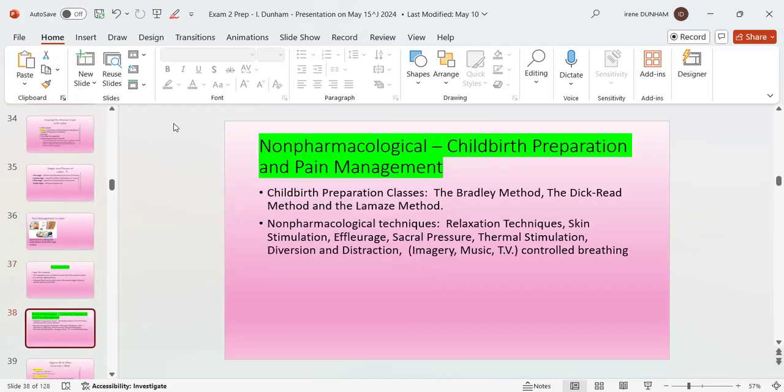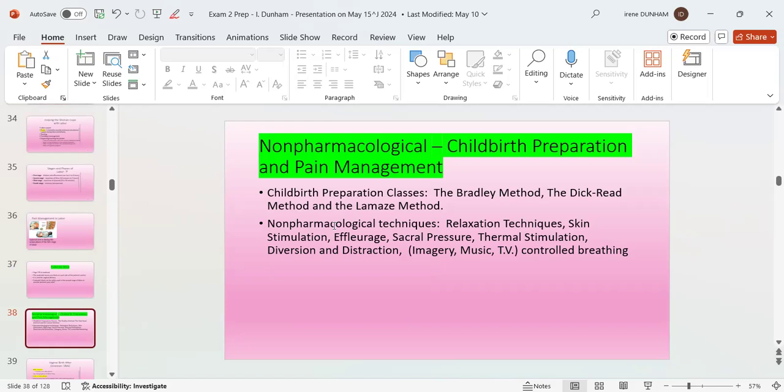A lot of questions on tests do focus on non-pharmacological childbirth preparation. So you want to make sure that you really understand all these non-pharmacological ones. When you say non-pharmacological, that just means it's without medication. That's all it is, okay? So I'm going to teach you to relax, maybe do some skin stimulation, rub your tummy, do some effleurage, some sacral pressure, thermal stimulation, maybe some hydrotherapy.